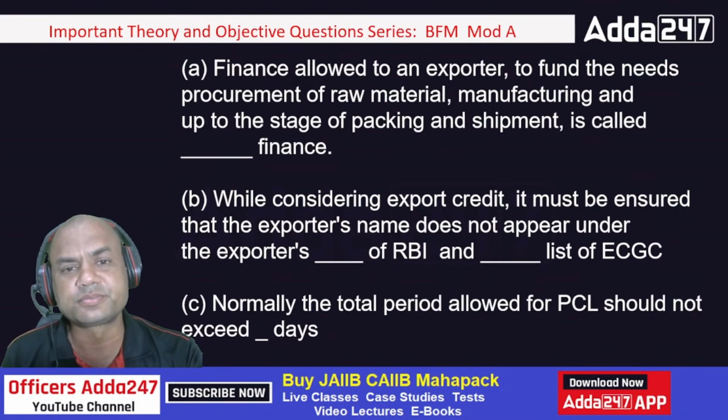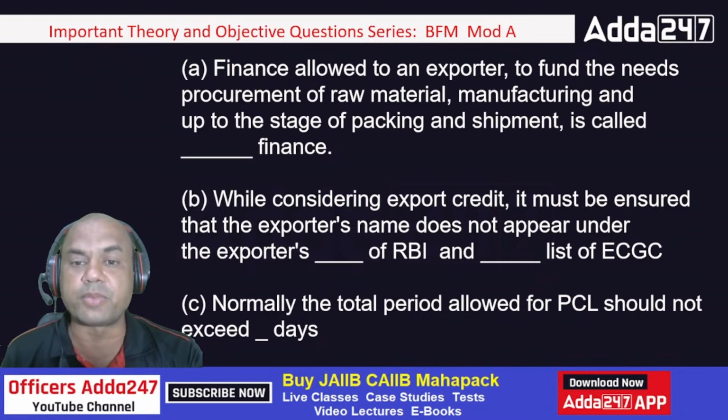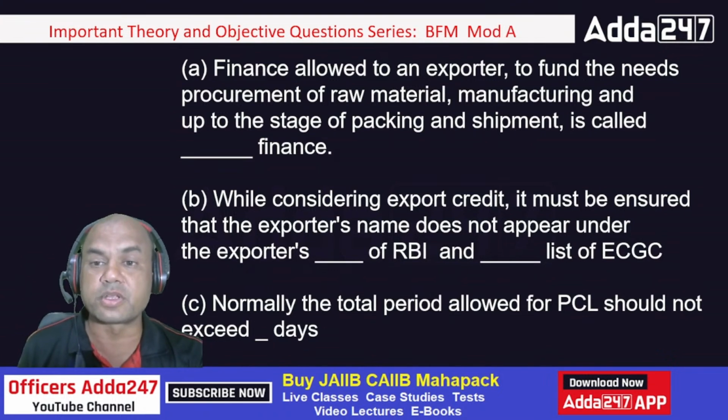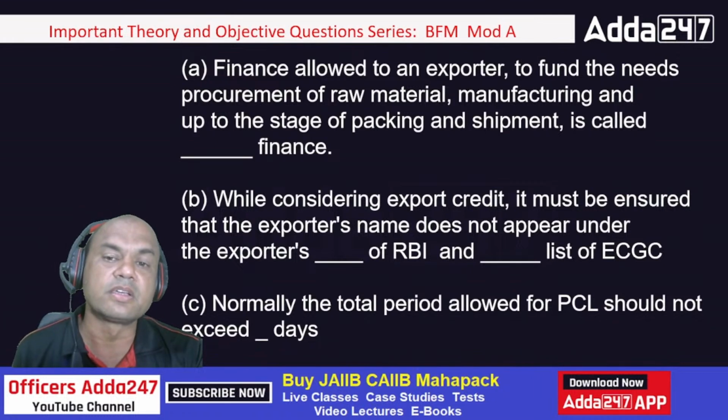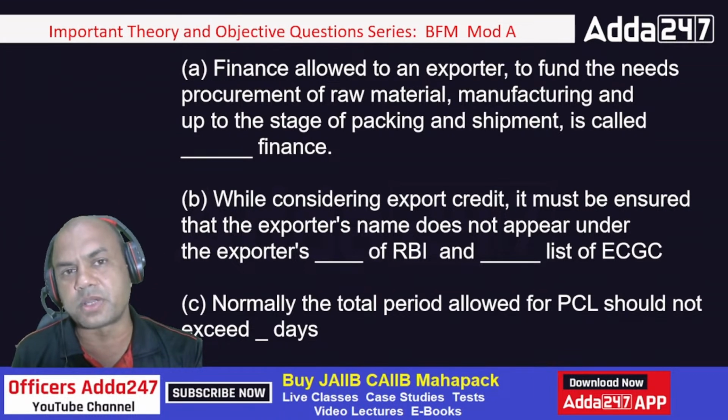So let's start. Finance allowed to an exporter to fund the needs of procurement of raw material, manufacturing, and up to the stage of packaging and shipment is called as dash finance. So what is it called as? Allowed to the exporter to fund the needs of procurement of raw material, manufacturing. This is basically for the manufacturing part.